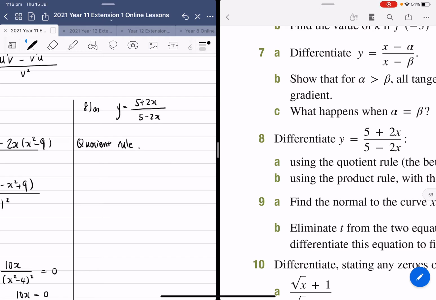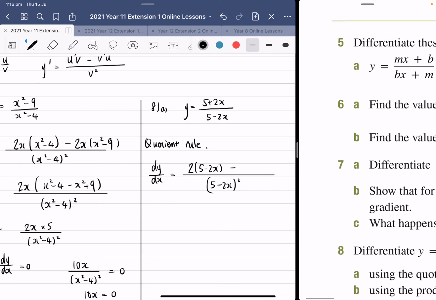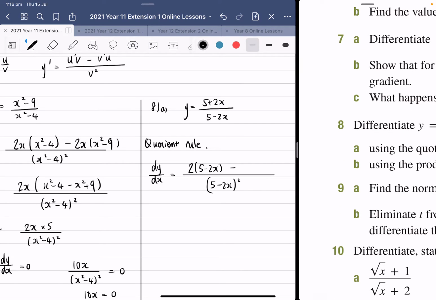So dy over dx is equal to, as usual, I'm just going to draw a long line for the fraction, and then we need to square the denominator. Now we need to find the derivative of the numerator, which is 2, times by the denominator, then minus the derivative of the denominator, which is minus 2. Be very careful, that's minus 2, times by the top.